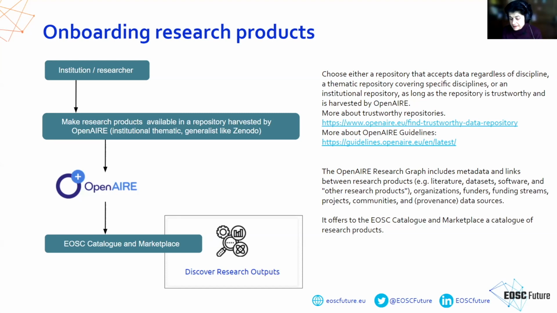Then OpenAIRE provides this information, the metadata, to the EOSC catalog and marketplace. And this is one segment: discover research outputs in the catalog and marketplace.